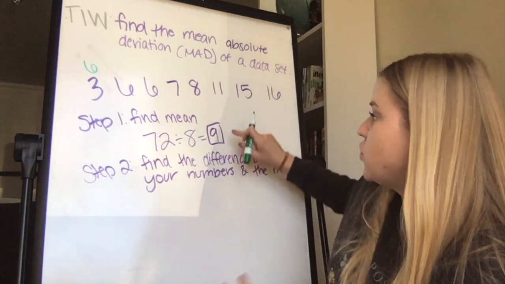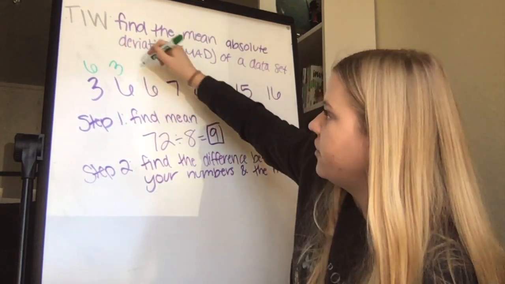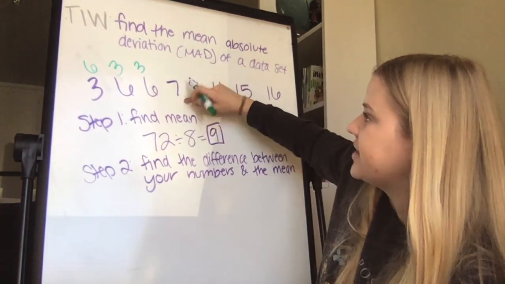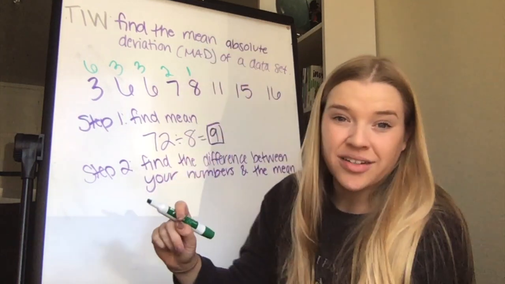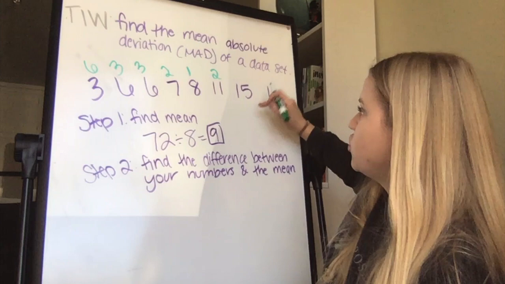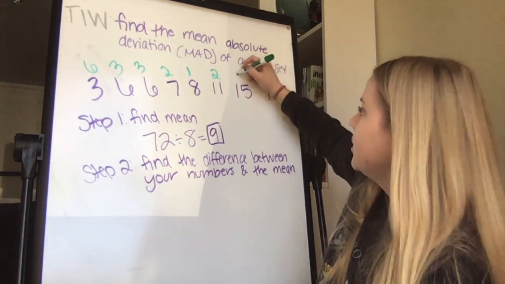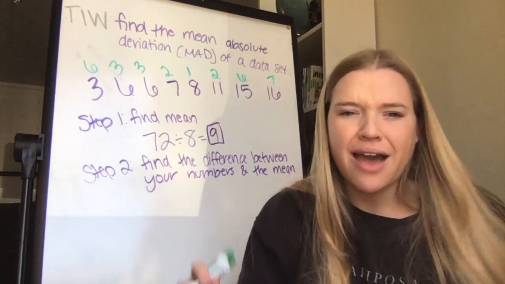What's the difference between 9 and 6? 3. We just solved that. The difference between 9 and 7 is 2. The difference between 9 and 8 is 1. The difference between 9 and 11 is 2. The difference between 9 and 15 is 6, and the difference between 9 and 16 is 7. So now I have all of my deviations.